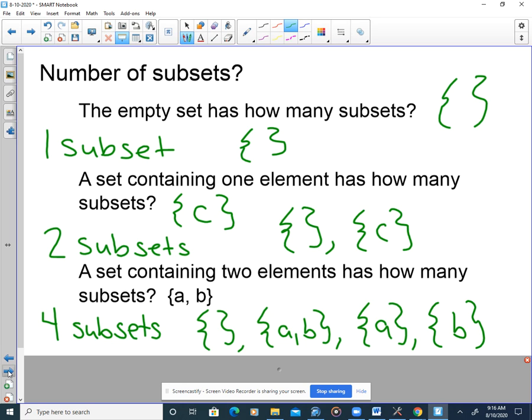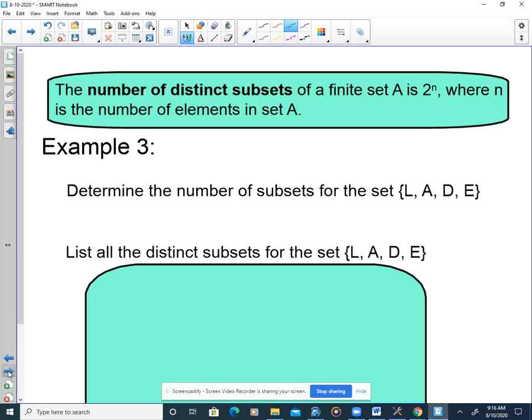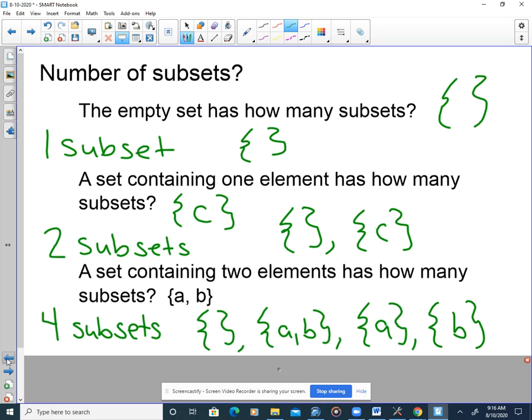Okay, here's a really important theorem at the top here. Write this down, take a photo of it. It says the number of distinct subsets of a finite set A is 2 to the n power, where n is the number of elements in that set. So let's go back and use this theorem. Let's look at the examples that we have done so far. It's 2 to the n power, where n is how many elements you have.